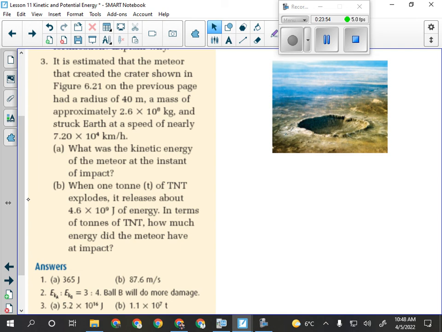Once you've got it in meters per second, you can calculate its kinetic energy, and then you can do part B, which is figuring out its explosive yield, which is always measured in tons of TNT. All right, I'll give you a few minutes on that one.